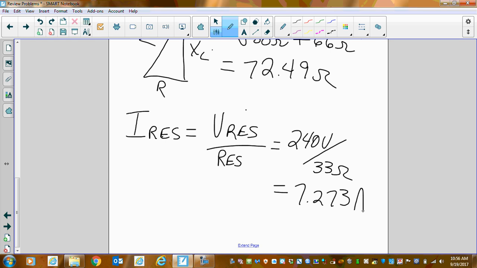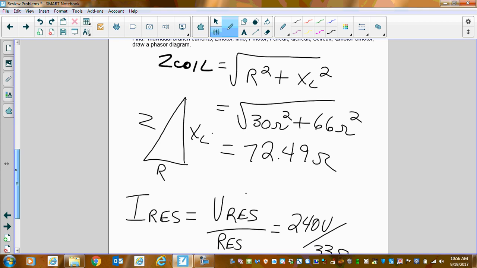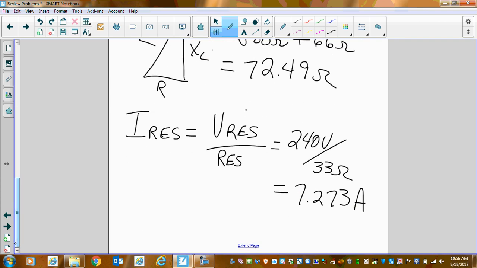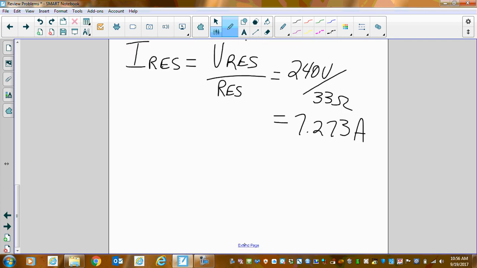7.273 amps. Now, good thing to do here, go back up here and let's put that in. So we have 7.273 amps at that point right there. Okay? Now the next one, we've calculated presented the motor, so now we want to solve for the current in the coil. So again, I'm going to extend the page. And the formula is very much the same.